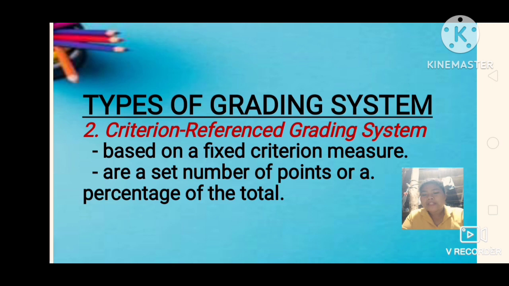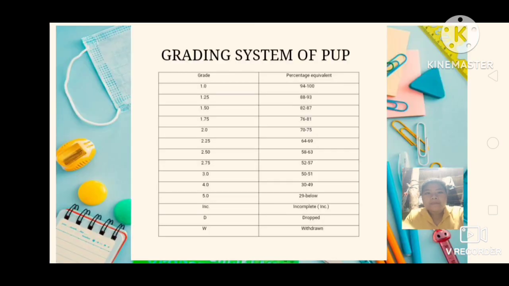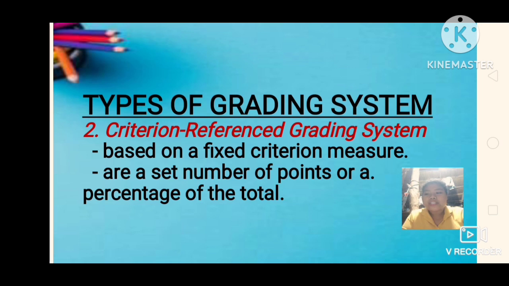The second type of grading system is the criterion reference grading system. They are based on a fixed criterion measure. For example, a score ranging from 95 to 100 is known as an A grade, or 88 to 94 is known as a B grade. Normally, the criteria are a set number of points or a percentage of the total.